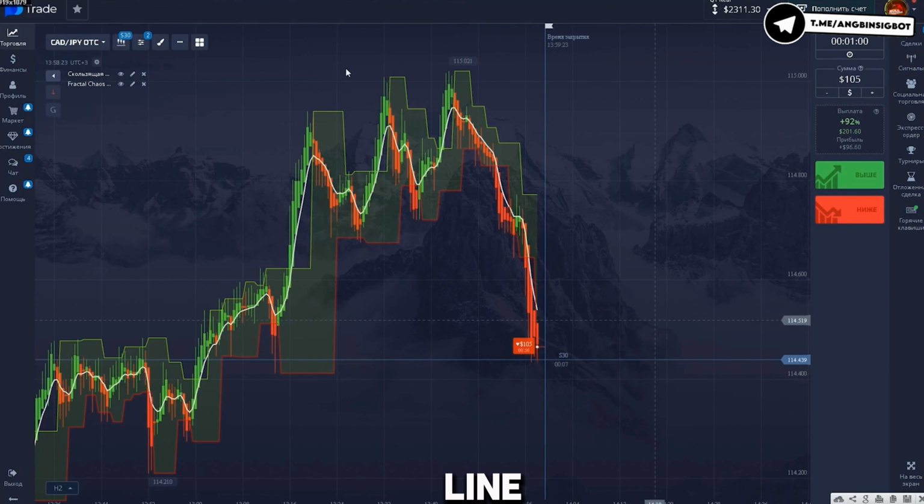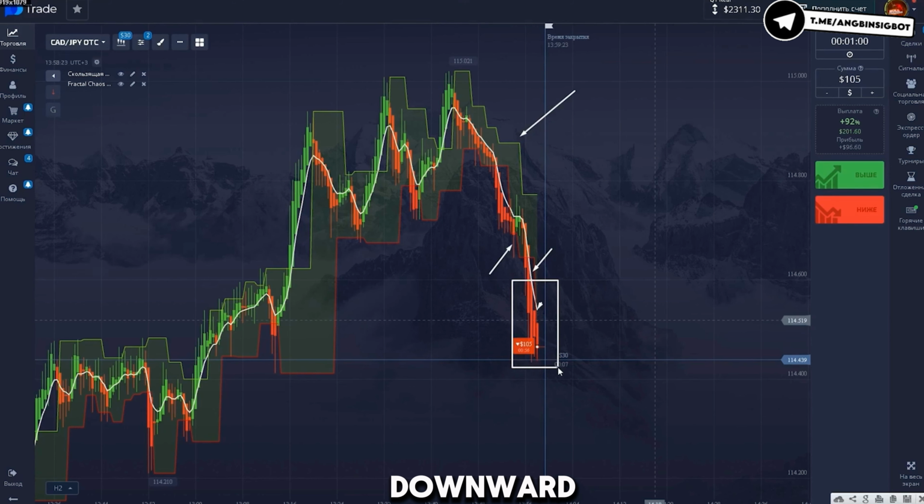We have our upper line in green and our lower line in red. At the moment, our price has moved out of our line. Our moving average is crossing from top to bottom. This gives us a good signal for a downward movement. Therefore, specifically here, we are opening a position for a decline.